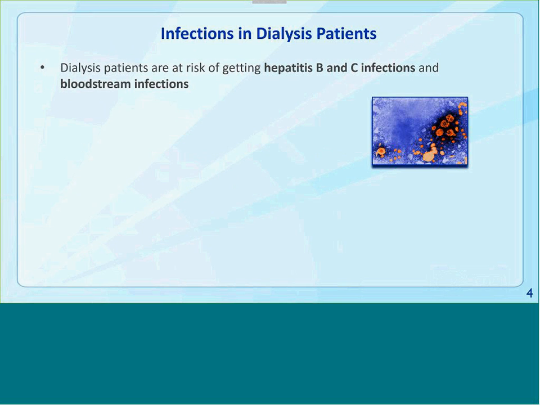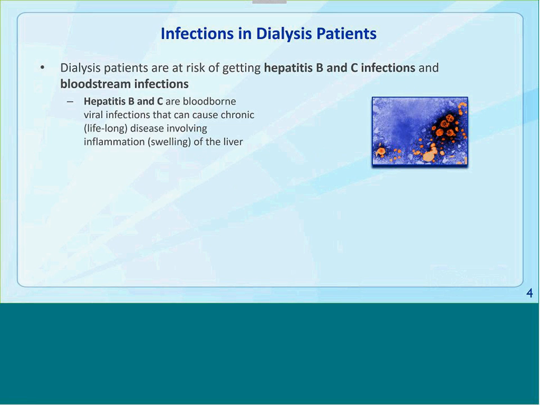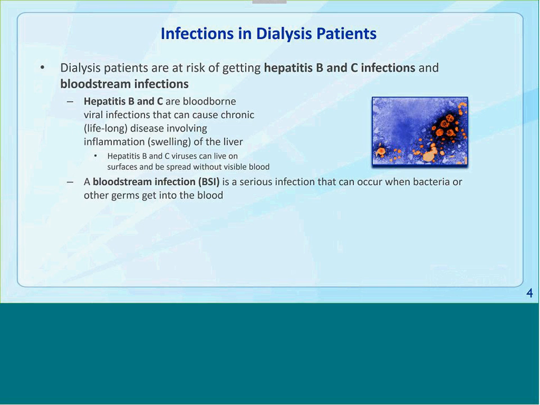So what about the infections? What kind of infections are dialysis patients getting, and what are they at risk of? Certainly hepatitis B and hepatitis C, as well as bloodstream infections. Find that Hep B and C are blood-borne viral infections, and they can cause chronic, lifelong disease. So this is not a good thing that our patients are at risk of getting both Hep B and Hep C at dialysis center through something that, as a healthcare worker, we're doing that may not be preventing that transmission, but allowing that transmission to happen on our watch. Keep in mind that both Hep B and C viruses can live on surfaces and be spread without visible blood, because we can't see those viral particles.